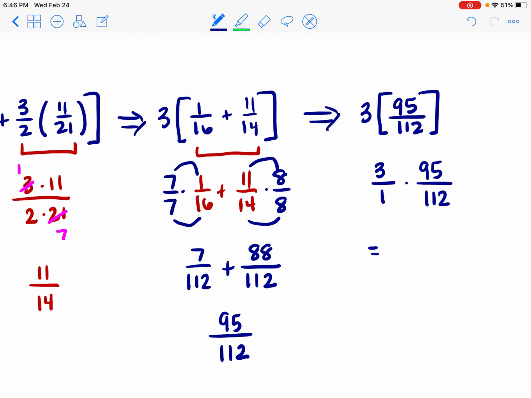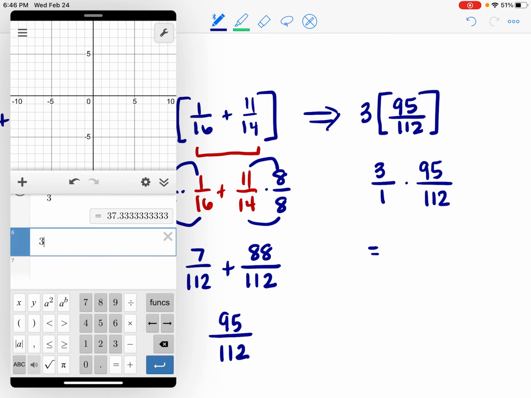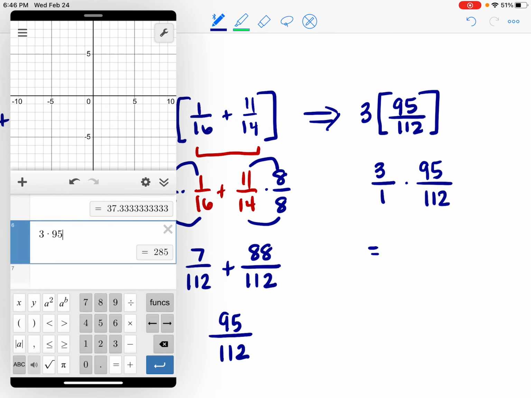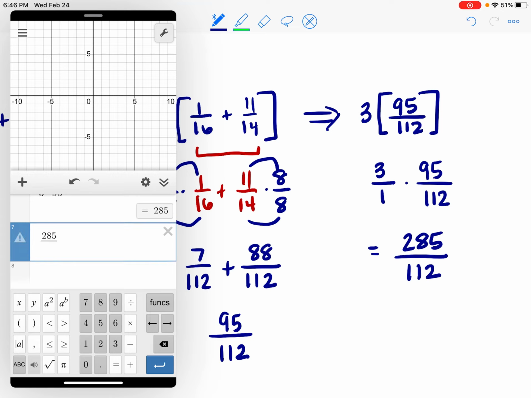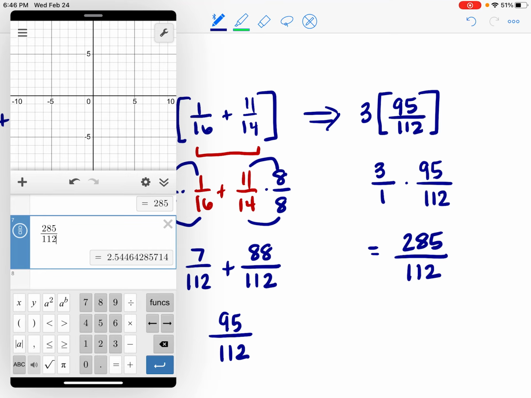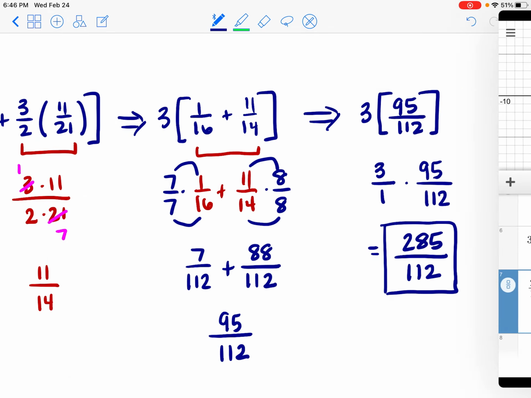So 3 times 95 in the top of the fraction is going to be 285. And then 1 times 112 in the bottom is going to be 112. I just want to make sure that doesn't reduce and I'm not crazy. I just feel like it should reduce, but maybe not. So let's convert it. Nope, and there it is, 285 over 112. Okay, so that is, again, a monster of a problem.